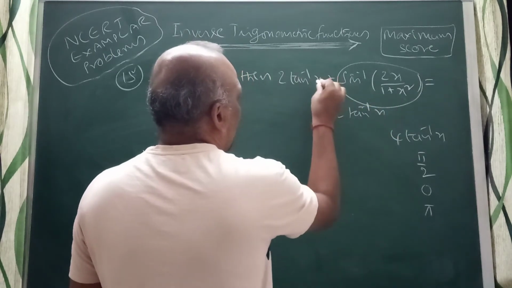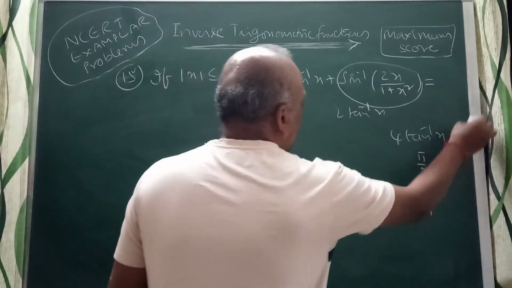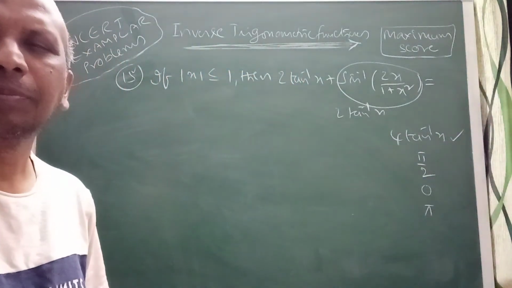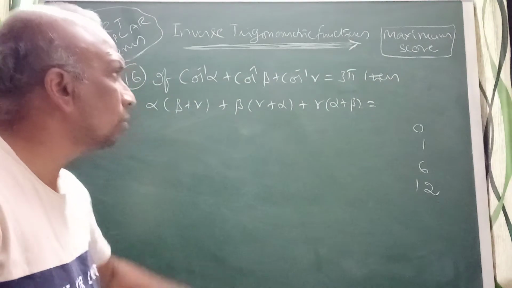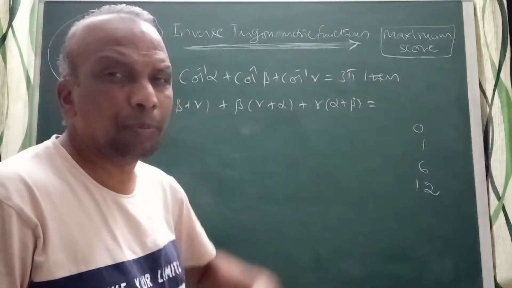So 2 tan inverse x plus 2 tan inverse x, your answer is 4 tan inverse x. So this is a very simple problem. Check that the sum of these three is equal to 3 pi.